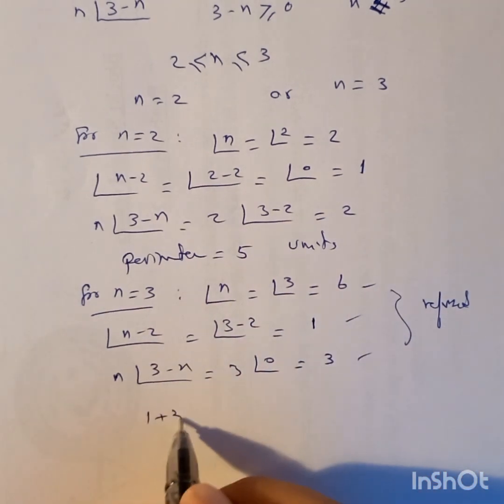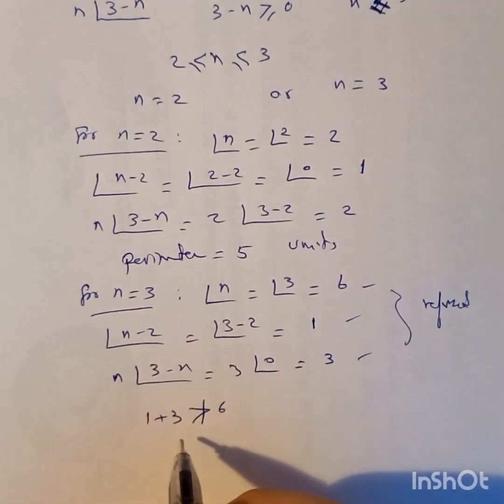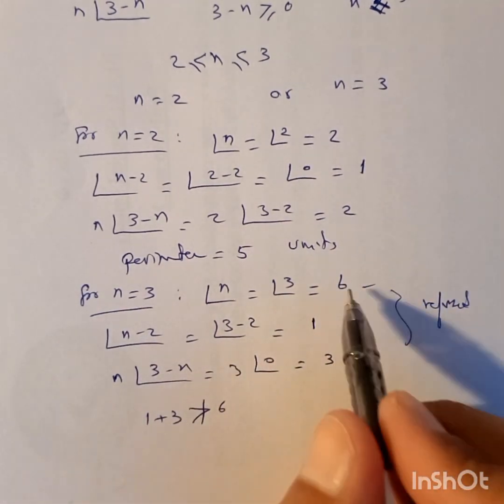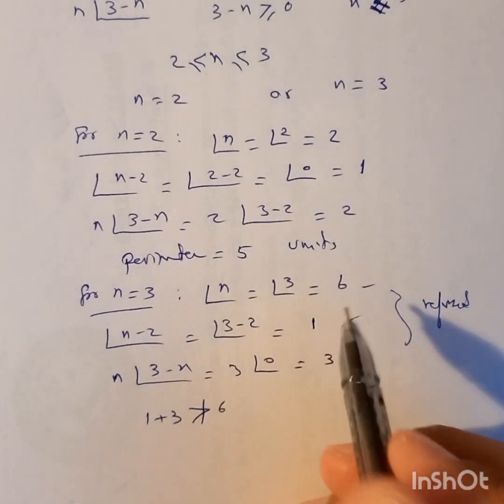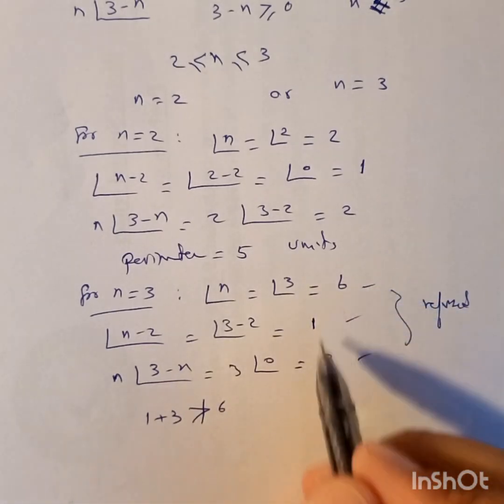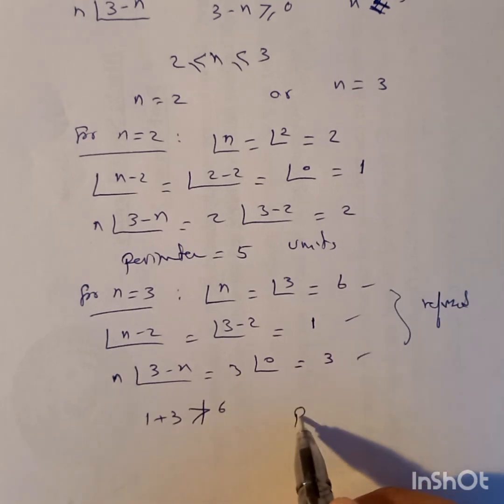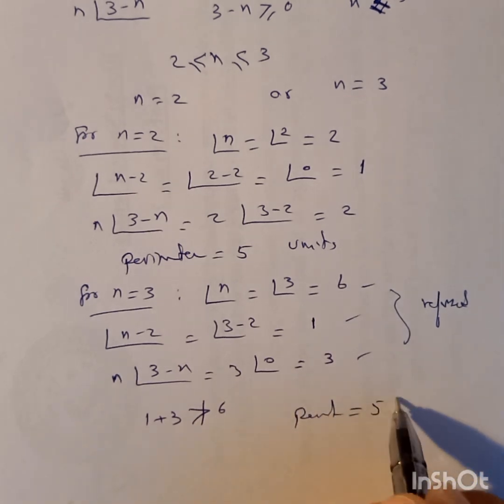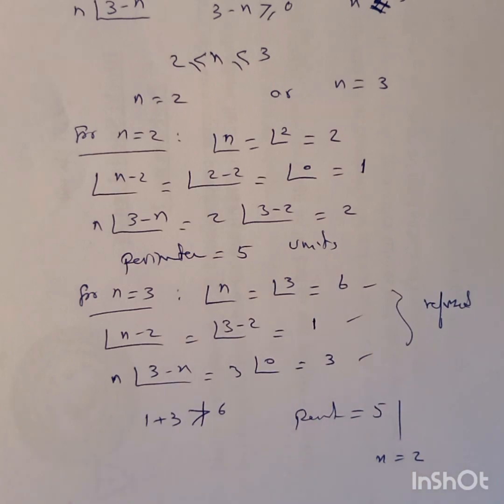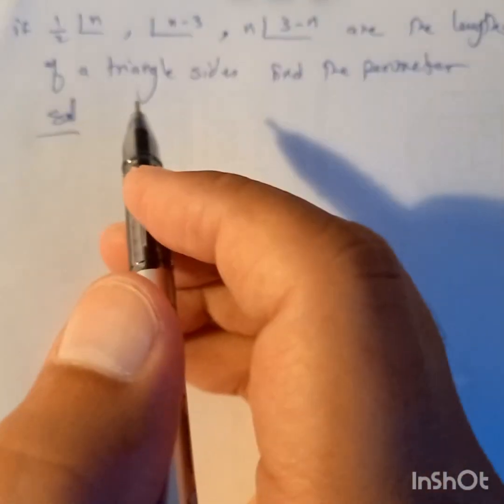As 1 plus 1 is not greater than 6, these three lengths are not representing the lengths of the sides of a triangle. Then we have the answer: the perimeter equals 5 when n equals 2.